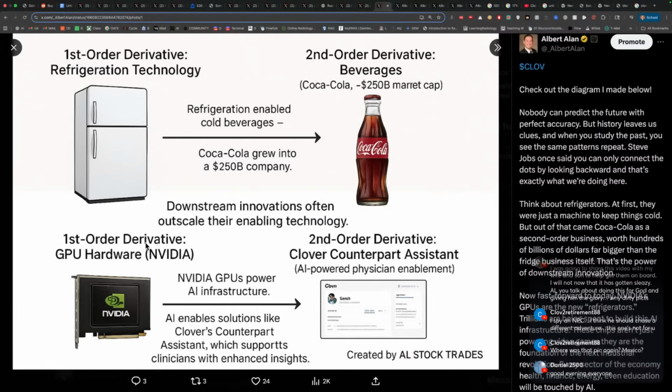NVIDIA is a first order derivative. AI enables solutions. For this example, I said counterpart assistant, Clover Health. So the question is what enabling technologies are going to exist because of the utilization of the enabling technology, like the refrigerator to Coca-Cola? And is it going to be the same thing that we've seen in history, where downstream technologies outpace and enable the enabling technology? Pretty interesting. Obviously, NVIDIA is its own technology, but there's going to be some value creation here.